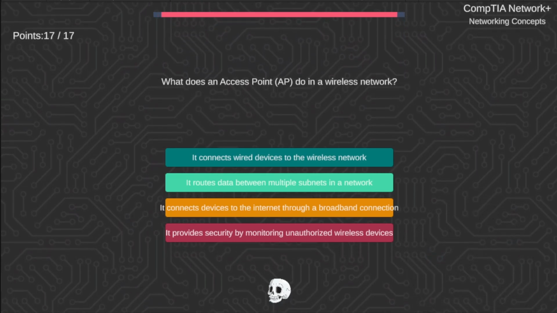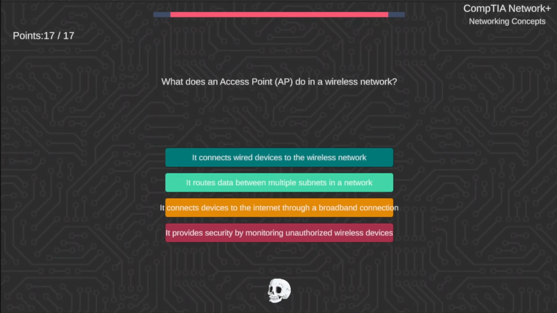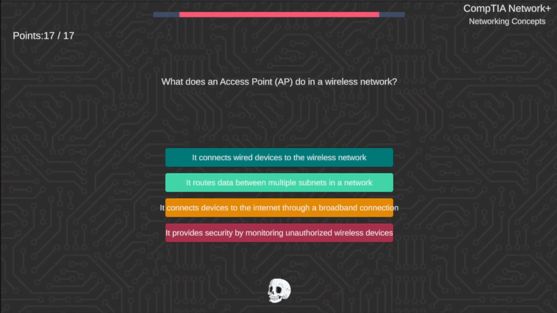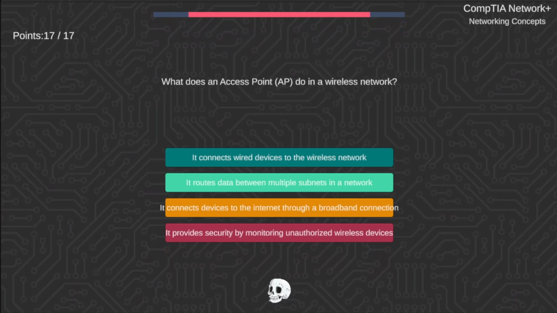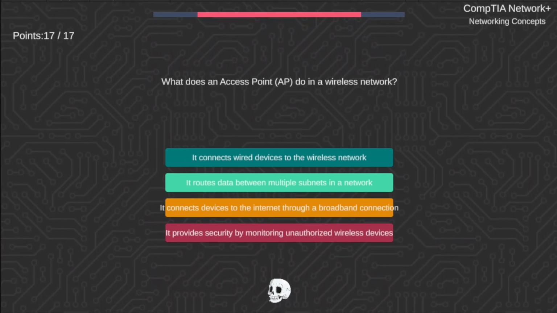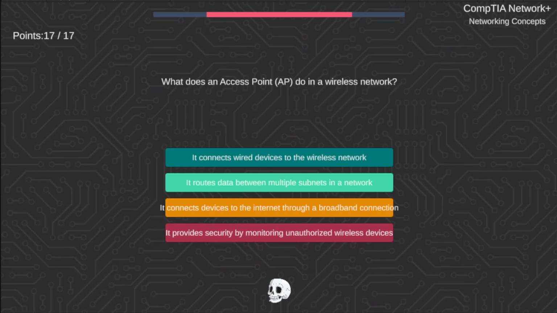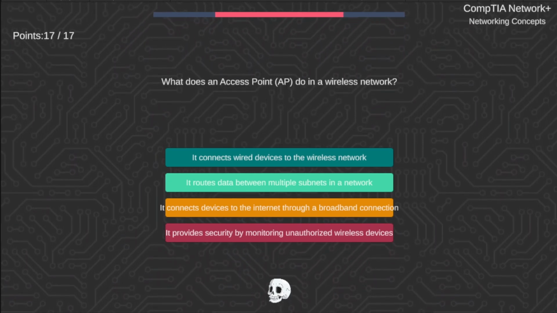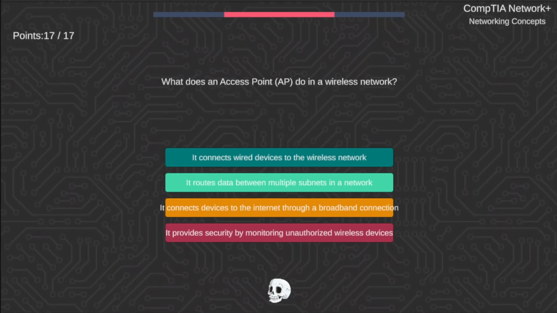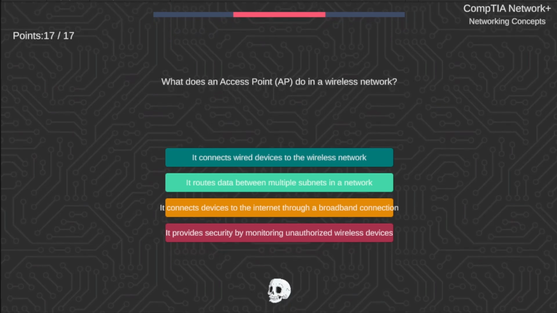What does an access point do in a wireless network? It connects wired devices to the wireless network. It routes data between multiple subnets in a network. It connects devices to the internet through a broadband connection, or it provides security by monitoring unauthorized wireless devices. An access point, AP.